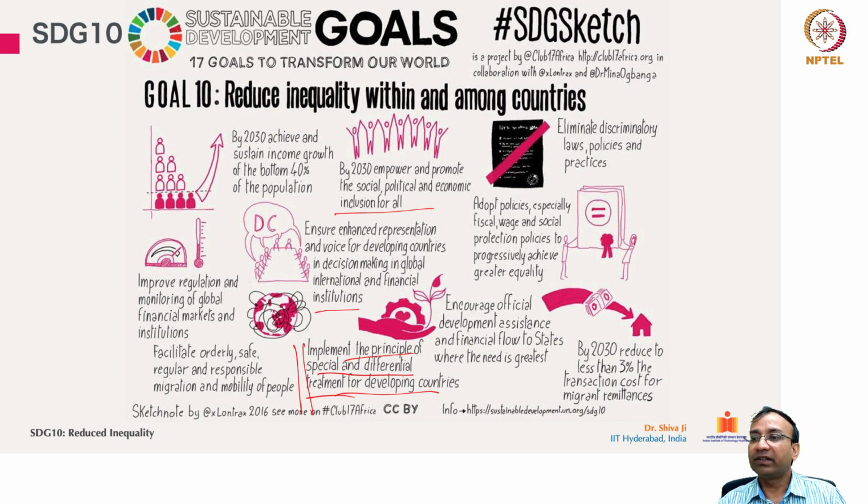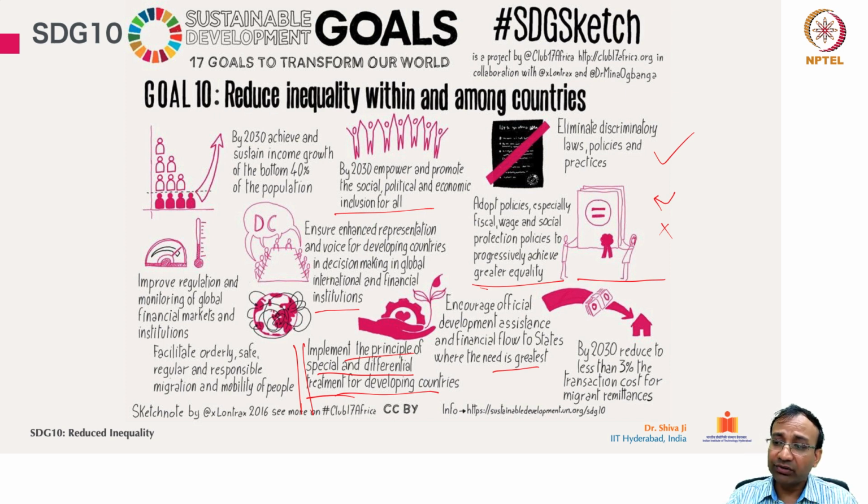Eliminate discriminatory laws, policies and practices. Adopt policies, especially fiscal, wage and social protection policies, to progressively achieve greater equality. So the example we have seen earlier, the same pay for the same work, is still not granted to some groups of people, like women and people from disadvantaged countries or disadvantaged economic levels, right? So that also must end. That's the point. Encourage official development assistance and financial flow to states where the need is greatest.